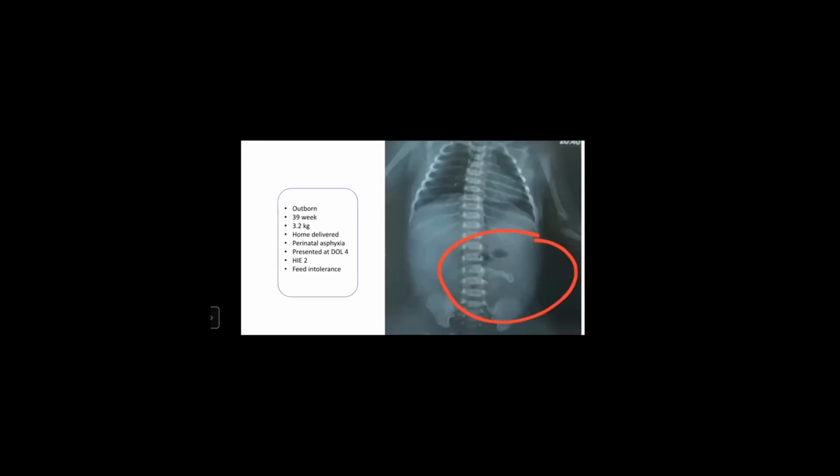The baby was home delivered. They went to some private hospital in which they gave the baby some respiratory support. Then they referred to us at day of life 4. The baby had HIE 2 with multiple seizures, and the baby had feed intolerance. The baby had abdominal distension, sluggish bowel sounds, and was not passing stools. And there were some RT aspirates also. We got an X-ray done, and this is the X-ray we got.